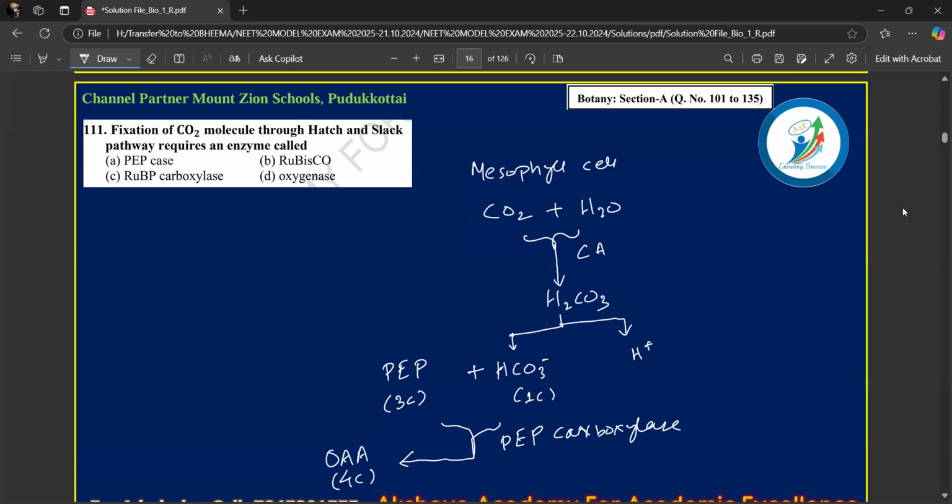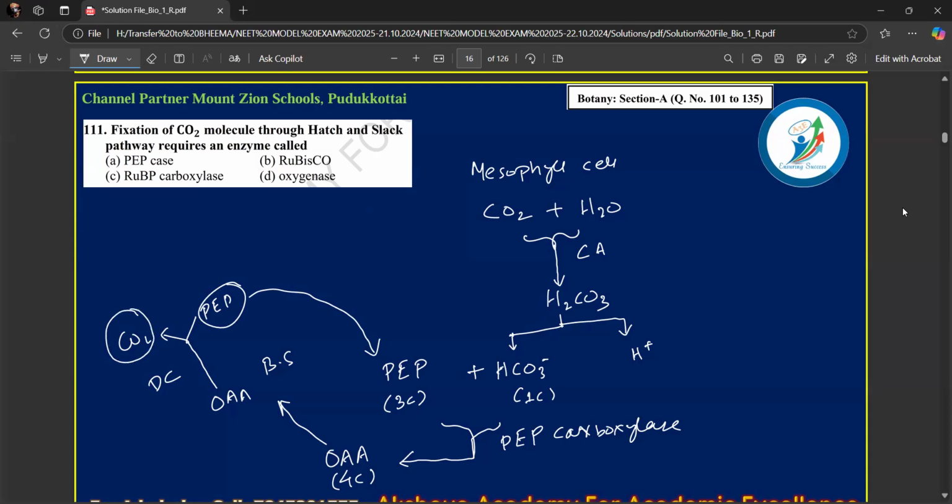This oxaloacetic acid is further transported to the bundle sheath cell, where it gets decarboxylated into carbon dioxide and phosphoenol pyruvate, which are brought back to the mesophyll cell for the reaction to occur again. Whereas the carbon dioxide which was released in the bundle sheath cell is used for the C3 cycle or Calvin cycle or dark reaction, right?